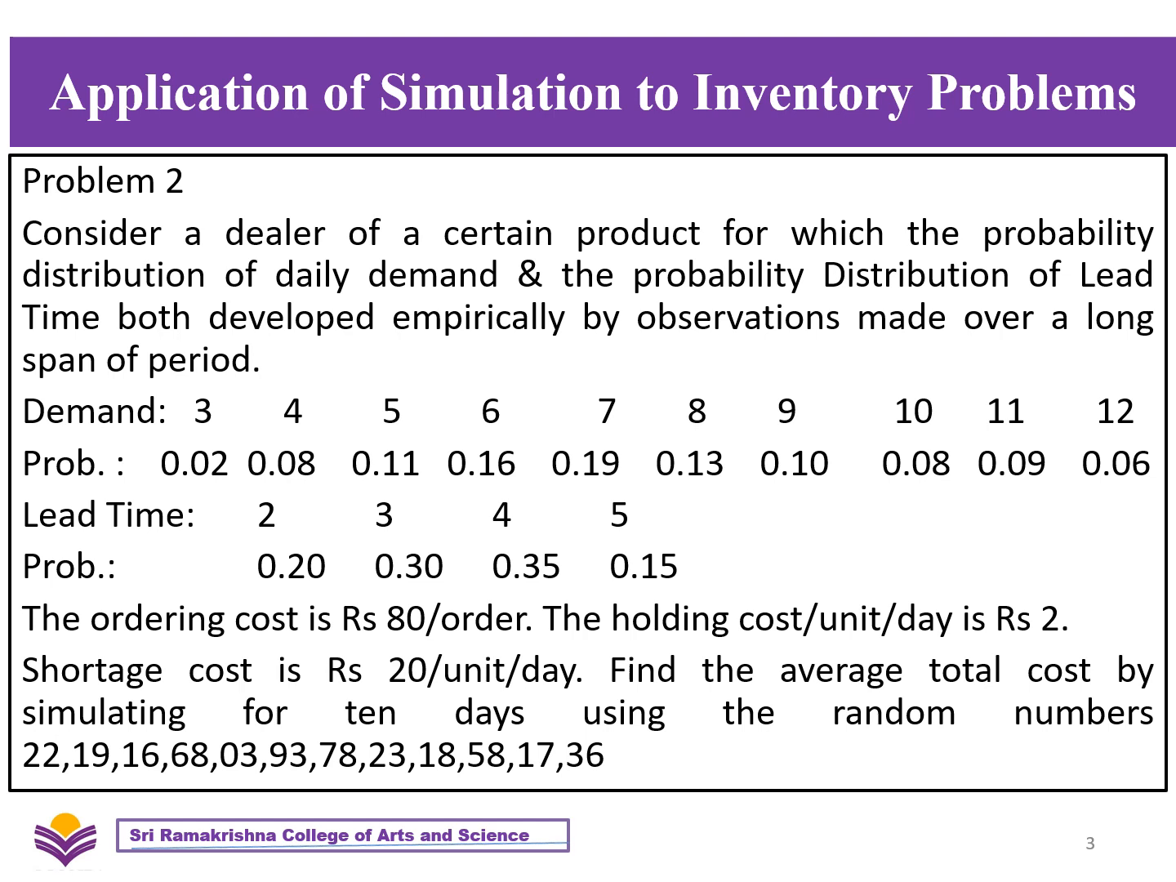Find the average total cost by simulating for 10 days using the random numbers given below. Here we see more than 10 numbers, so you might be wondering why they have given more than 10 numbers. We have to use the first 10 numbers for simulating the demand and the rest for simulating the lead time.